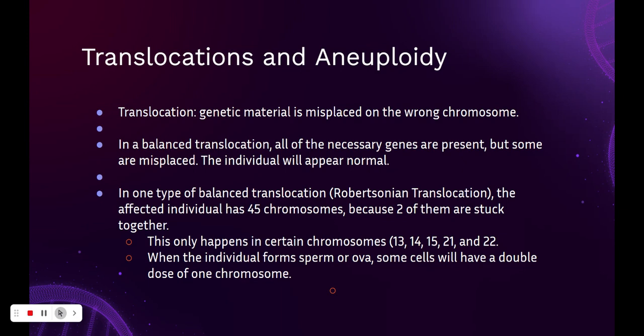Balanced translocation, all the necessary genes are present, but some of them are on the wrong chromosome. So the phenotype is still normal because all the genes are still doing all their jobs. They're just kind of in the wrong place.